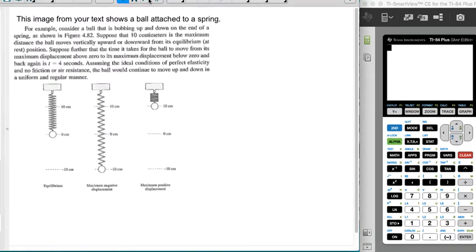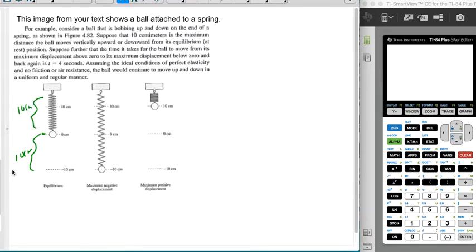So this is an image from your text, and it shows a ball attached to a spring, right? So let's assume ideal conditions. There's no friction, there's no air resistance, there's nothing wrong with the spring, everything's ideal, everything's perfectly elastic. If everything were ideal, this ball on the spring is going to move in a harmonic motion, right? So this is equilibrium. It can move down 10 centimeters, and it can move up 10 centimeters.